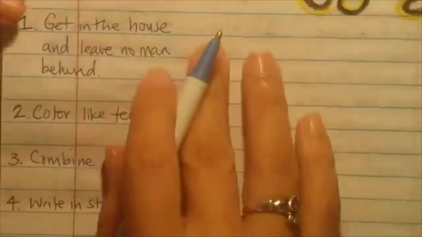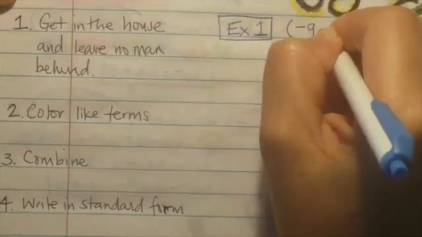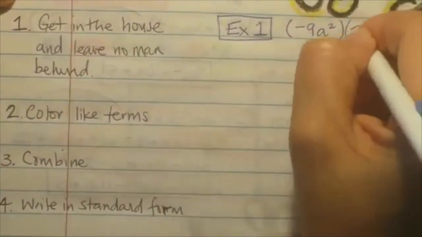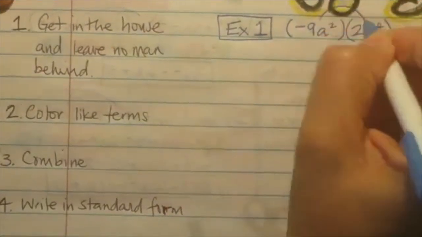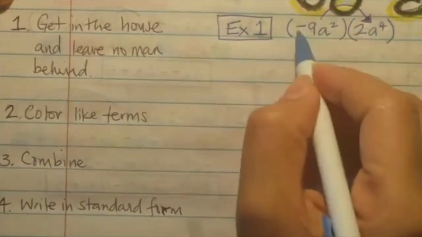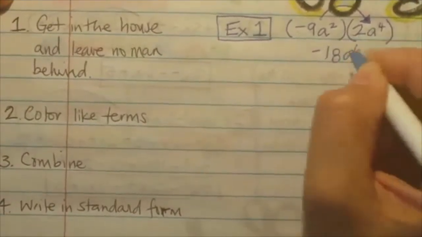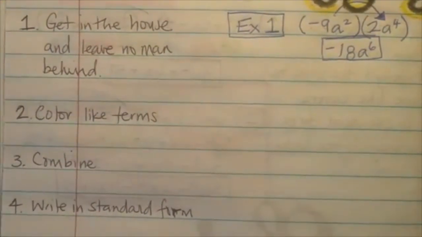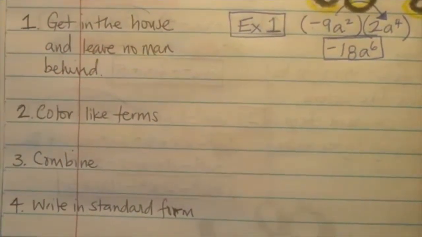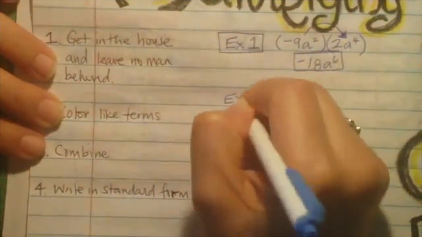Alright, so let's take a look. Let's get right into it. Let's take a look at an example. And you've actually done this before. I'm just officializing it. Example 1. If you had negative 9a squared times 2a to the 4th power. Alright, whoever's outside the house wants to get inside the house. So negative 9a squared is getting in. So that's going to be negative 18. And then what do you do to the exponents when you multiply? You add. So 2 plus 4 is 6. And that's it. So the new thing is we're putting exponents into it. So you just need to remember when you're multiplying, you just add the exponents.